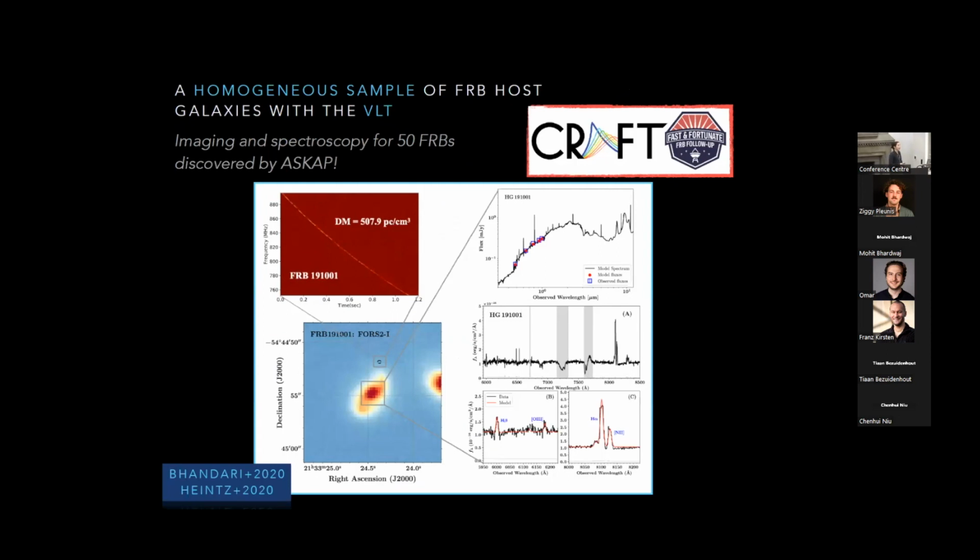And we already have a few examples of moving into this sort of large N era within the F4 collaboration. So this is a VLT large program in collaboration with the CRAFT team designed to obtain imaging and spectroscopy for 50 FRBs discovered by ASKAP. And the idea here is that we can build up a really nice homogeneous sample of FRB hosts to study both their stellar populations and also their spatial offsets, and see what that might imply about their progenitors.